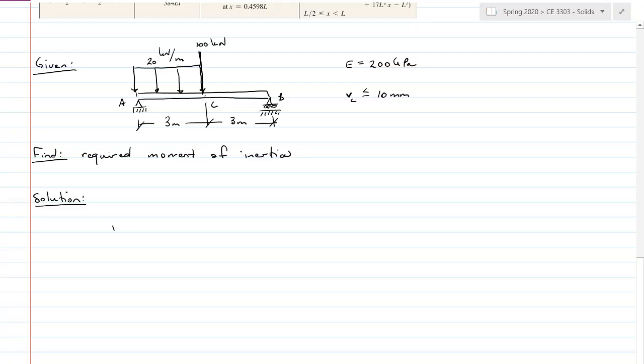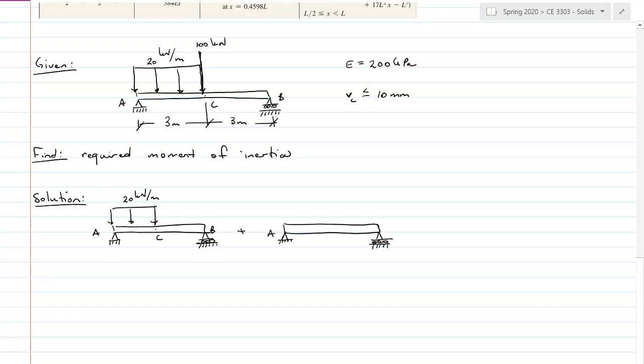is going to be my simply supported beam with the load halfway, 20 kilonewtons per meter, A, C, and B, plus my point load in the middle, A, B, and C, 100 kilonewtons, has to be less than or equal to 10 millimeters.